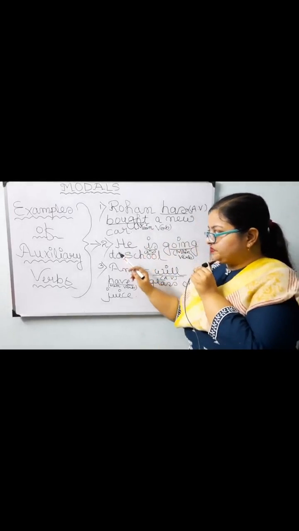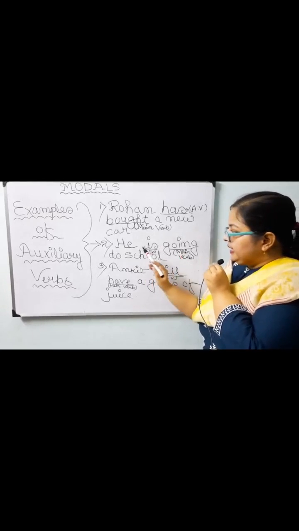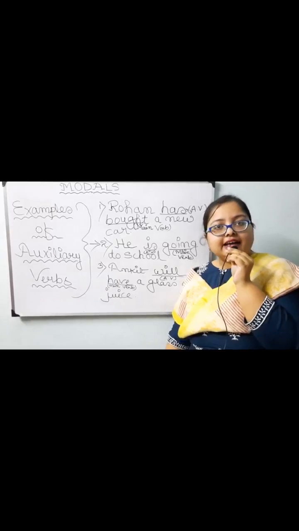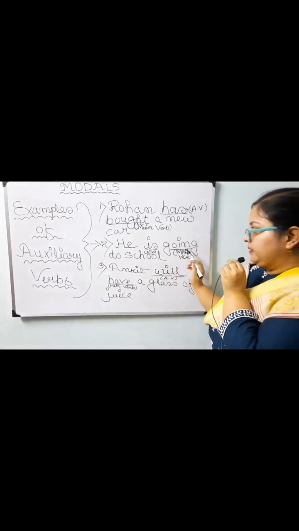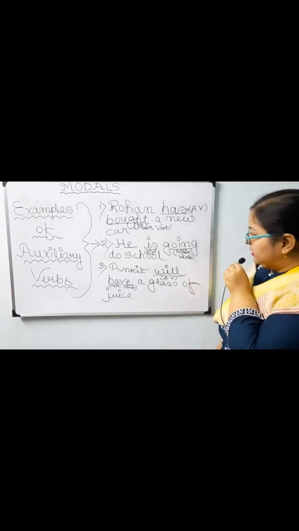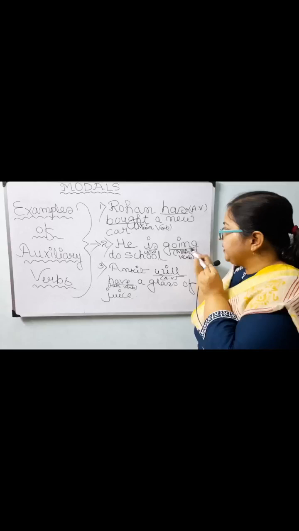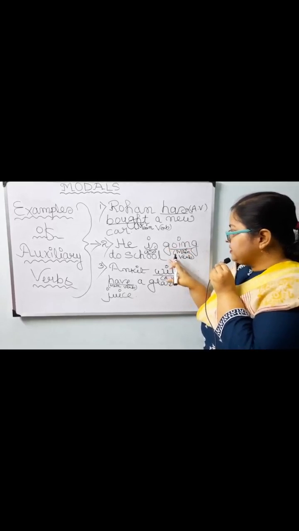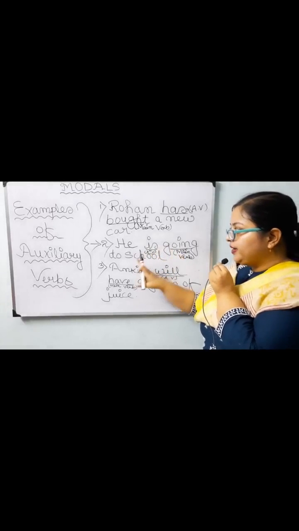Now number two: he is going to school. Is over here is acting as an auxiliary verb, and going is the main verb over here. Now students, is supporting the word going over here, the word going which is the main verb. He is doing what? He is going to school.